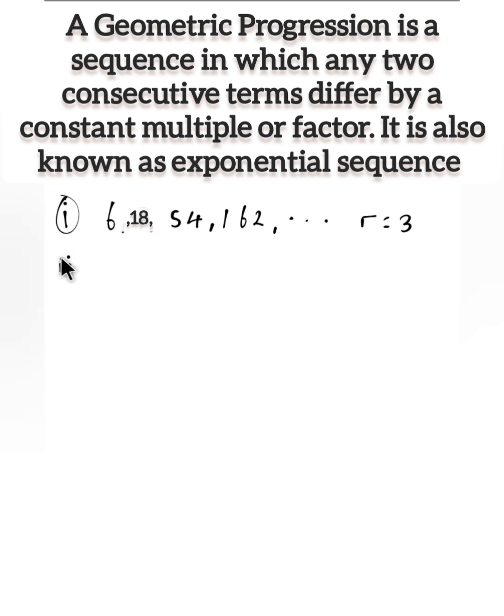Consider this other example: 16, 24, 36, 54, 81. Now, that sequence is also increasing, but it's increasing by a multiple of 1.5. 16 times 1.5 is 24. 24 times 1.5 is 36. 36 times 1.5 is 54. And 54 times 1.5 is 81. So the common ratio is equal to 1.5.